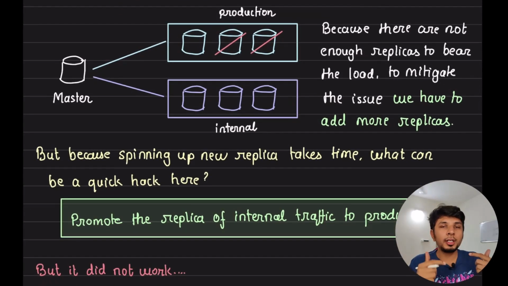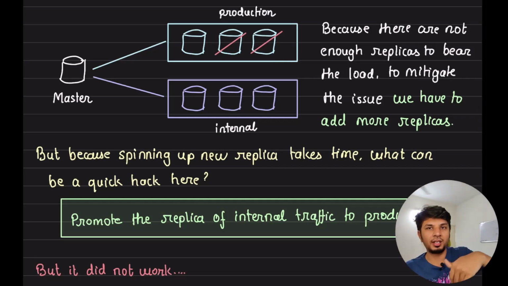You wanted to increase the capacity on your production fleet, because on your production fleet you had three read replicas, out of which two were down and only one was barely handling the requests, right? So you wanted to add more read replicas. But creating new read replicas takes time. You anyway initiated the creation of a read replica, which might take 10 or 15 minutes to spin up. So what can you do to quickly mitigate this?